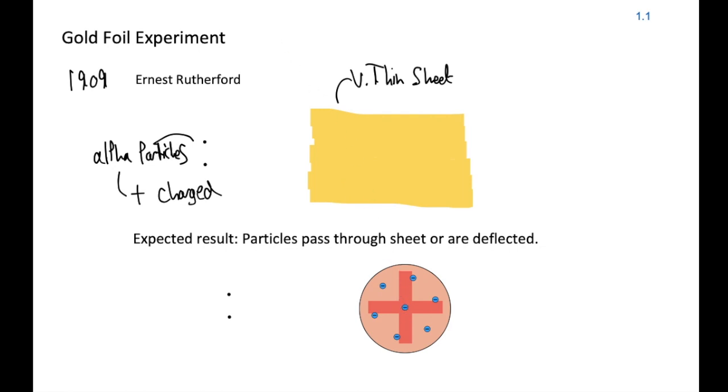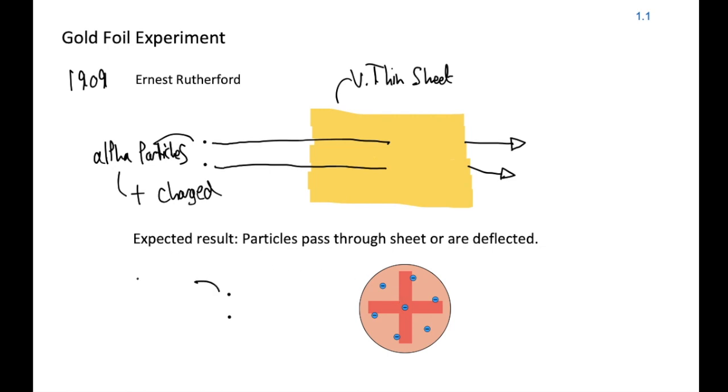And so the expected result was that the particles would simply pass through the sheet in more or less a straight line. I know that's not a straight line, but he expected them to just pass through the sheet, with a very small number of them being deflected ever so slightly. And this was because the current model suggested that the positive charge was spread evenly throughout the atom.